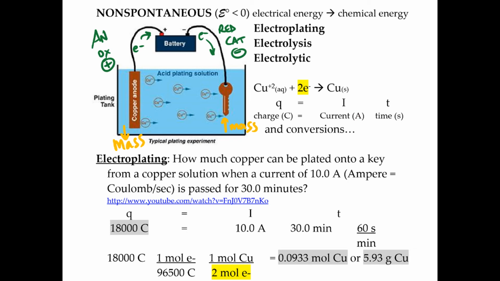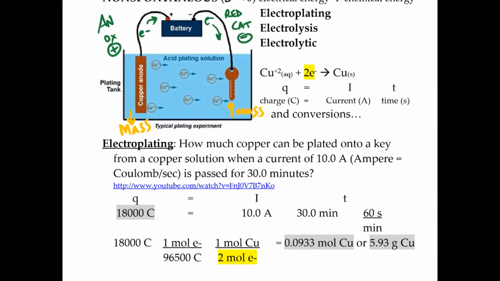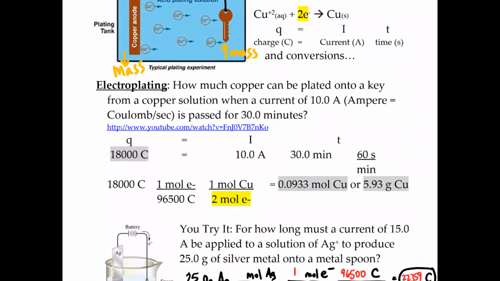So let's do this calculation. We have 30 minutes, so that's our time. We have to change it into seconds, so here's the conversion. An amp is a coulomb per second, so it's going to cancel out seconds, and coulombs are going to be left. So we got a number of 18,000. So this is going to be QUIT, and then conversion. We're going to convert the coulombs into electron moles. So 96,500 coulombs is always 1 mole of electrons.